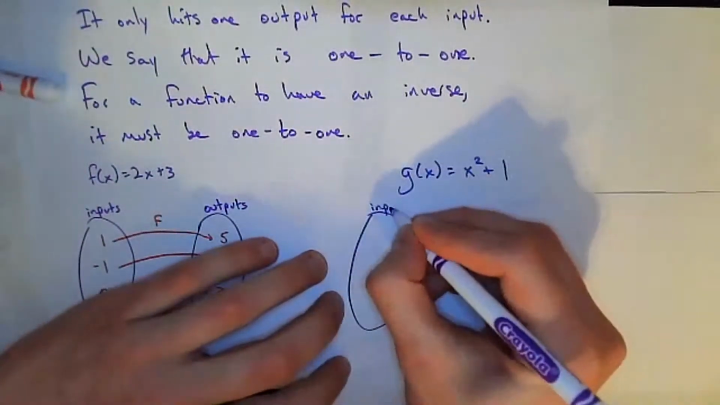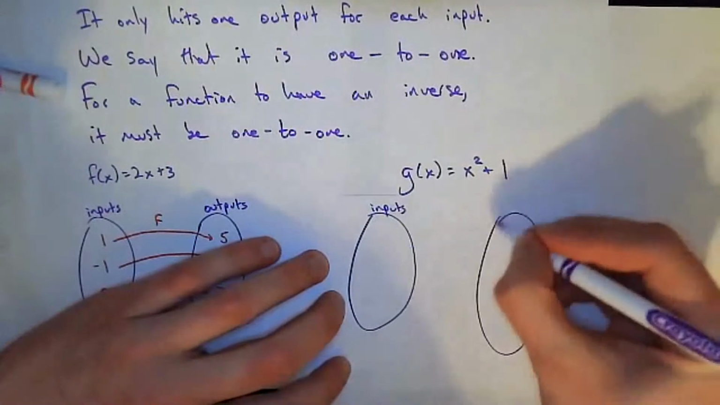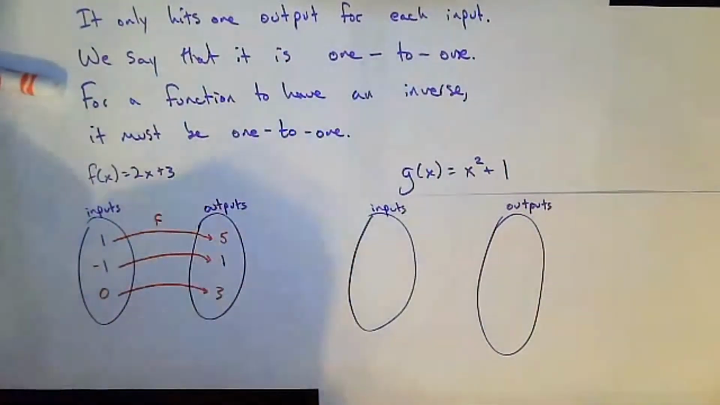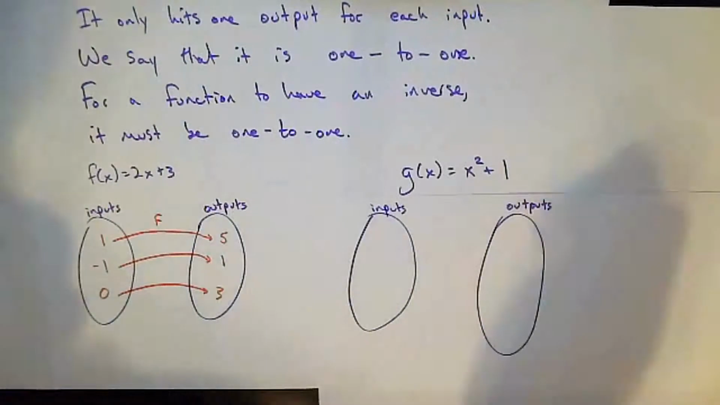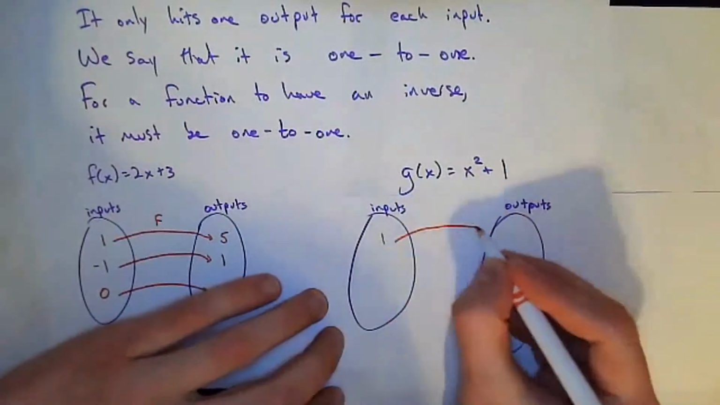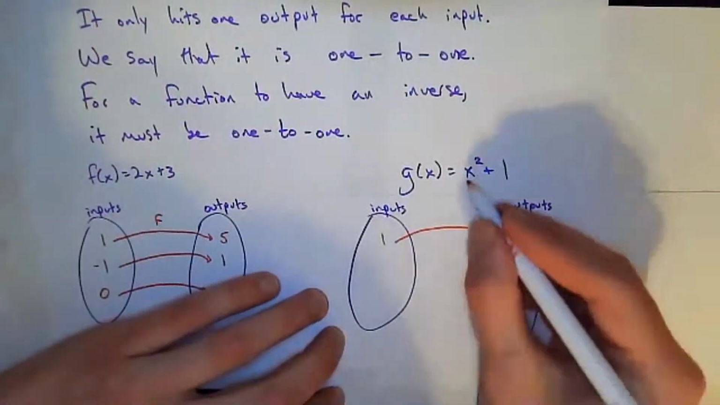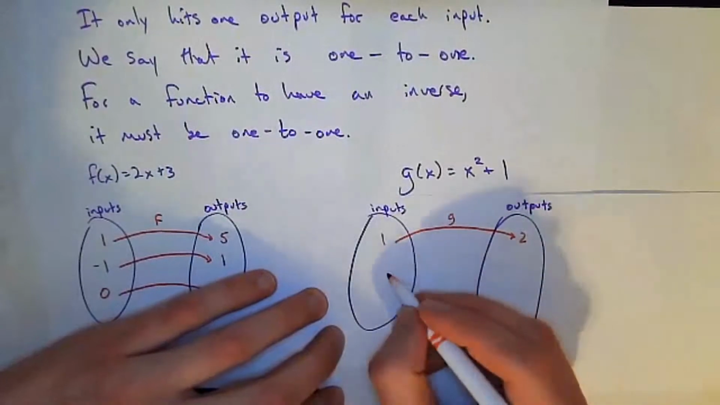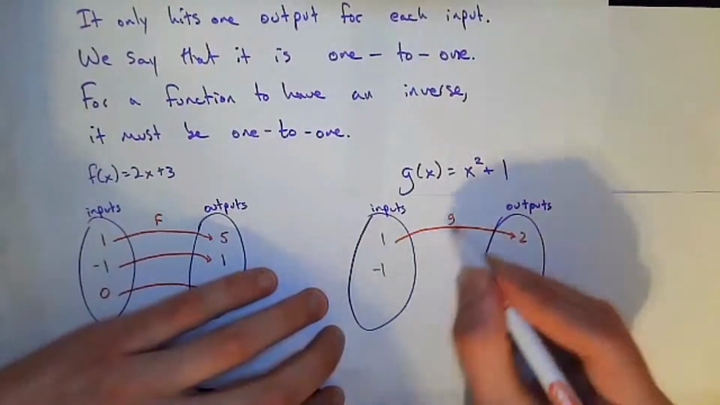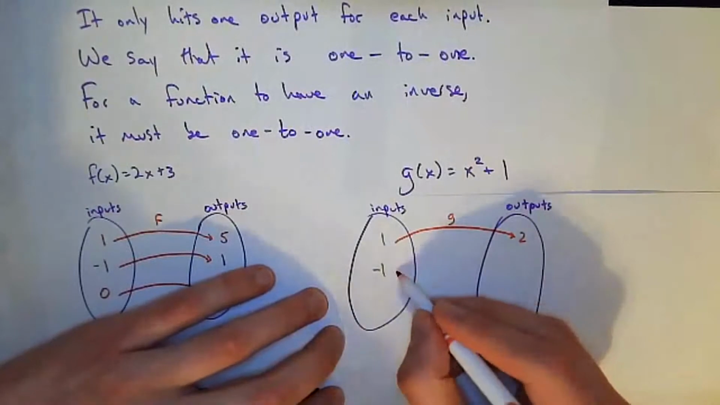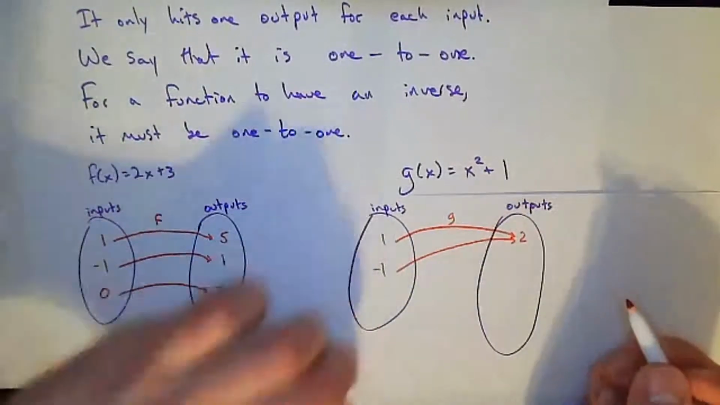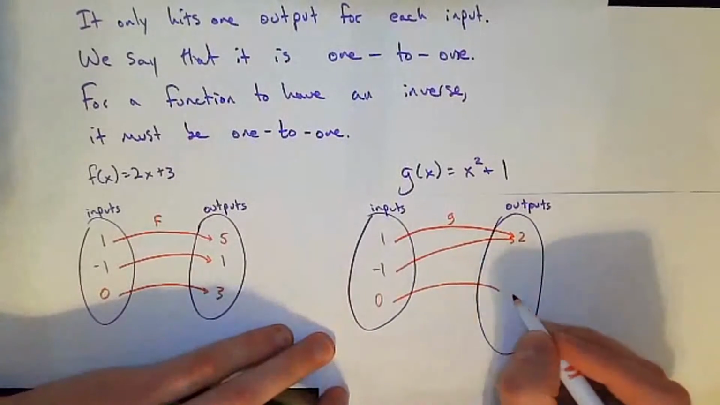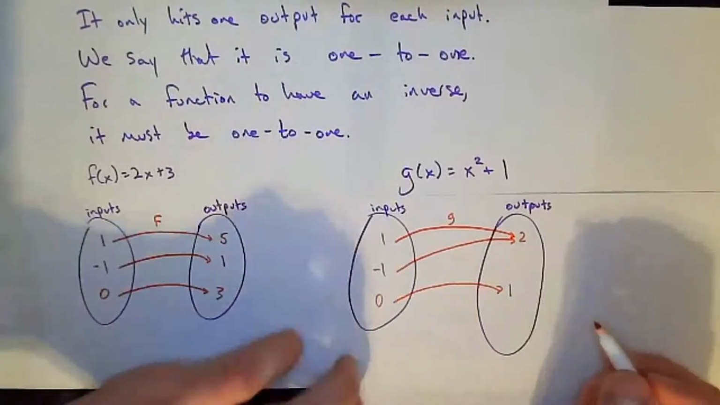Here's my inputs. Here's my outputs. 1, g is carrying 1 to 1 squared plus 1 is 2. That's g carrying it. And then g carries negative 1. Negative 1 squared is 1 plus 1. Carries it to the same output. And then just for fun, here's 0. 0 squared plus 1 is just 1. So that's a different output.